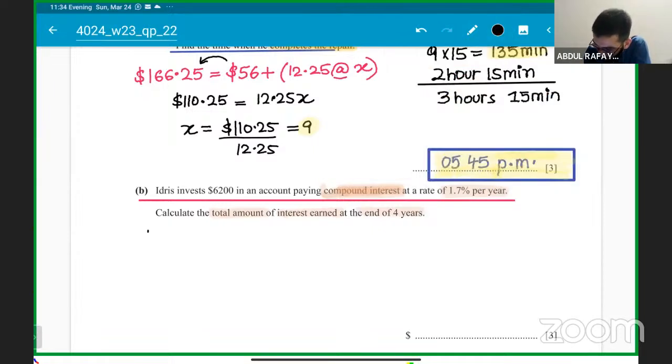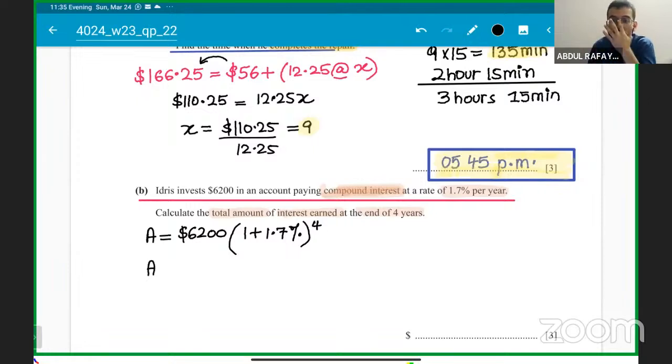So we have to apply the compound interest formula: amount is equal to principal into 1 plus the interest rate, 1.7%, and for how many years? At the end of 4 years. So the formula is P times 1 plus R percent to the power of 4. So it will be 6,200 into 1 plus 1.7% to the power of 4, so it will be 6,632.747. Understanding, guys? A lot of students make a mistake here.